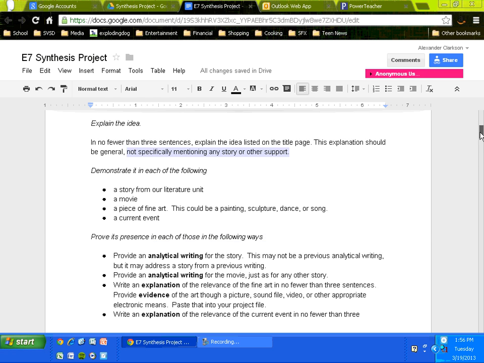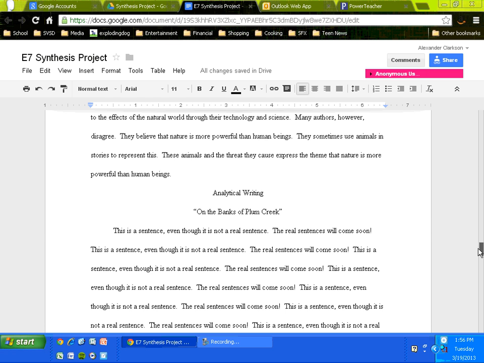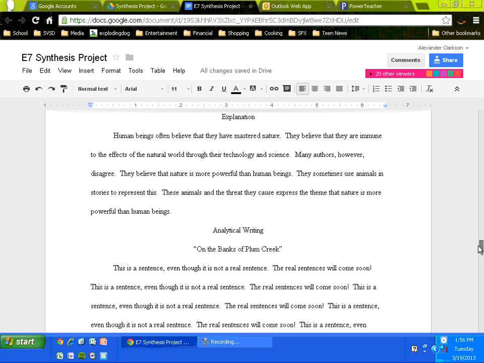Let's look at my example. Human beings often believe that they have mastered nature. They believe that they are immune to the effects of the natural world through their technology and science. Many authors, however, disagree. They believe that nature is more powerful than human beings. They sometimes use animals in stories to represent this. These animals and the threat they cause express the theme that nature is more powerful than human beings.